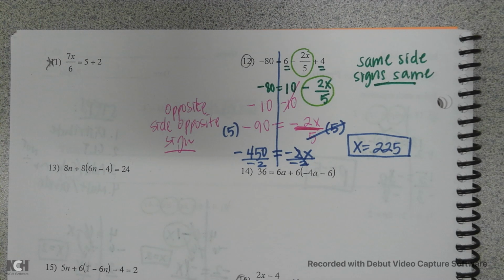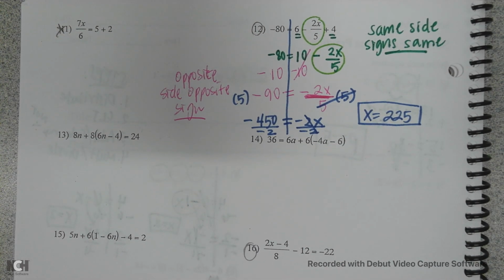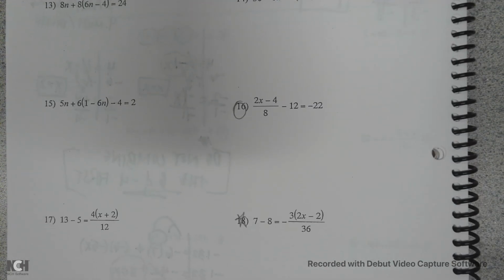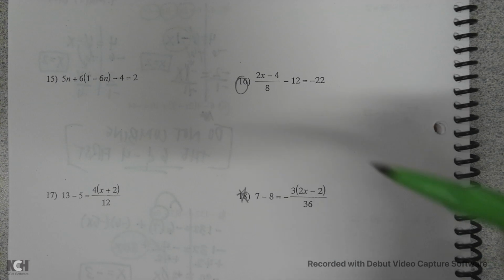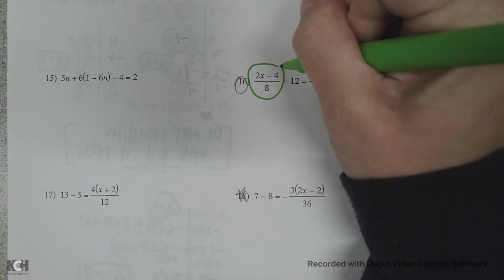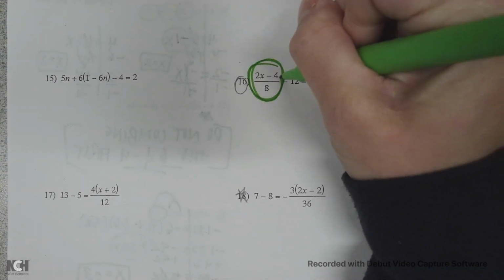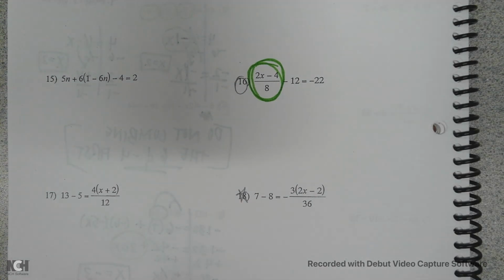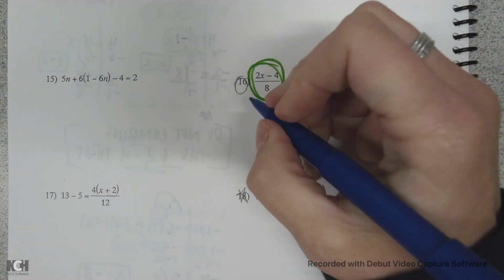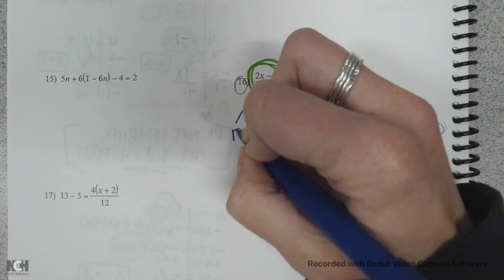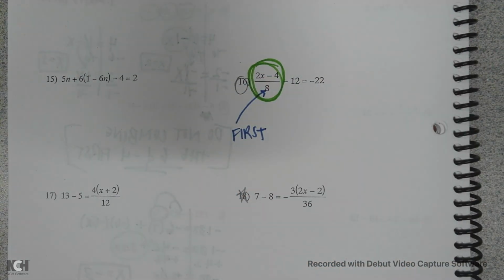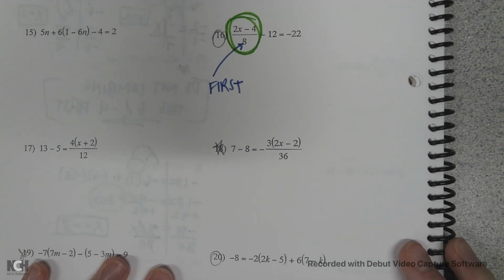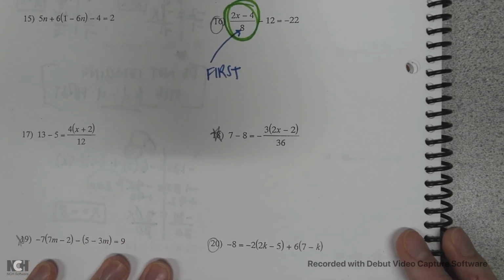Okay, let's look at 16 really fast. On number 16, this is another problem that you're going to have to do on your own. Remember, my hint for you for this one is you want to save this fraction-y piece till the very end, okay? And remember, we want to get rid of this guy first when you get that fraction-y piece on the very end. Now, we're going to do number 18, which is similar.